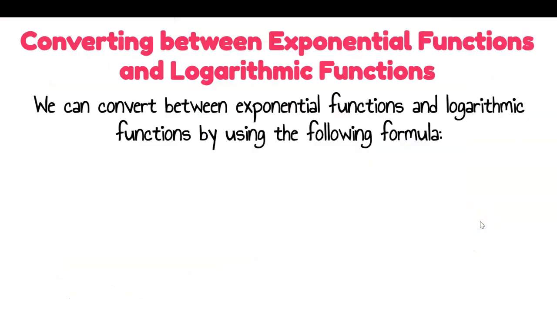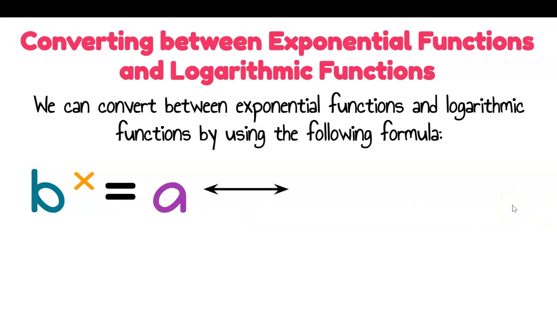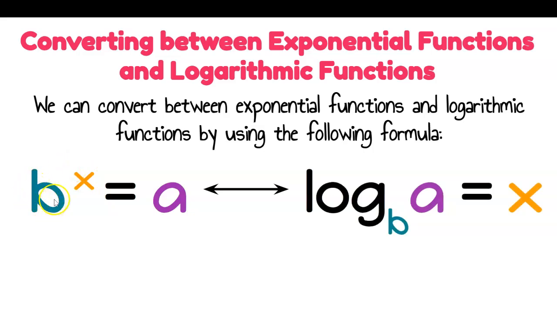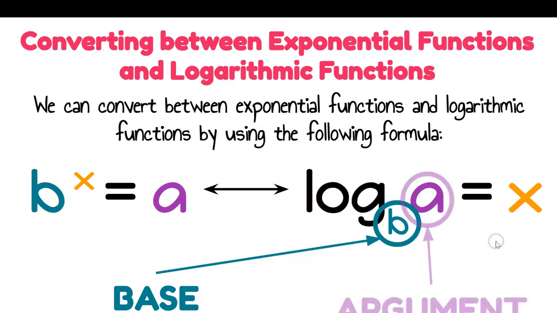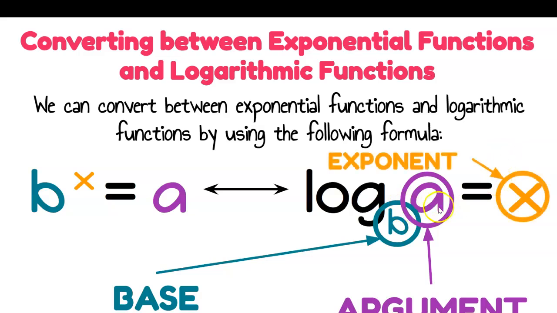So, converting between exponential functions and logarithmic functions. It's a formula, so we can start with an exponential, meaning that we have an exponent, and we can change it to a logarithm. So we would have log, and the b would be down here now. And notice that a and x switch sides. So b stands for base. It's supposed to say argument, and then x is for exponent.